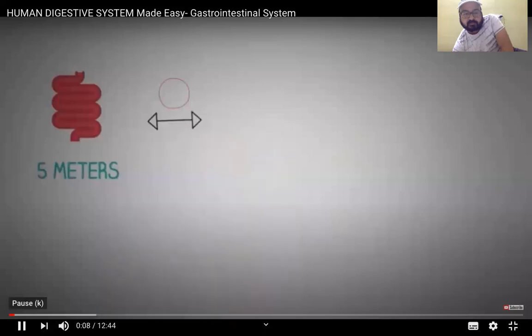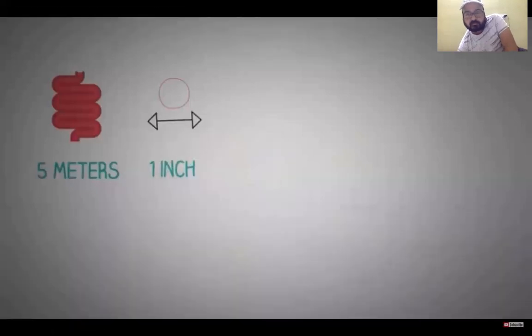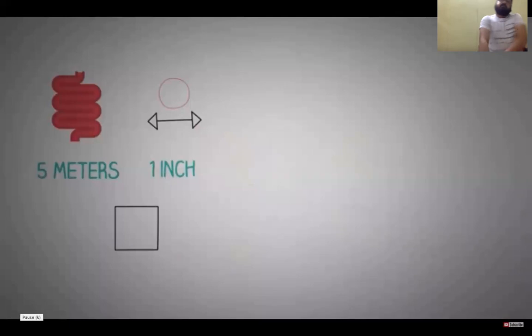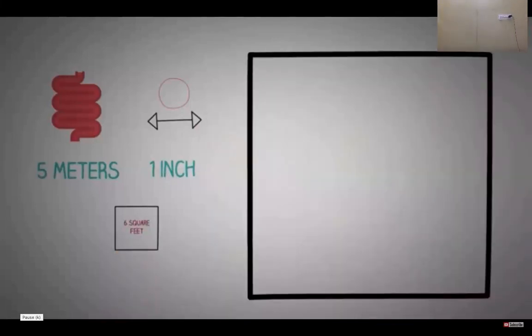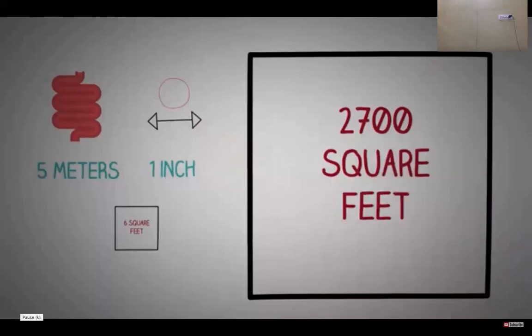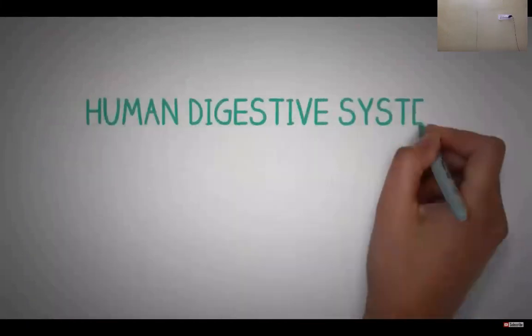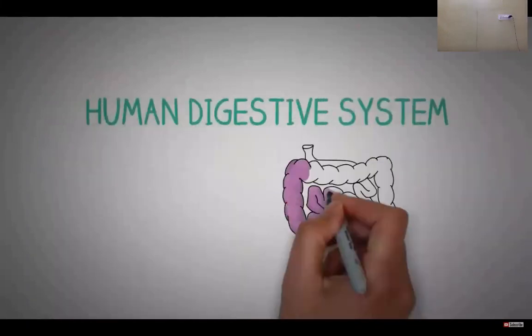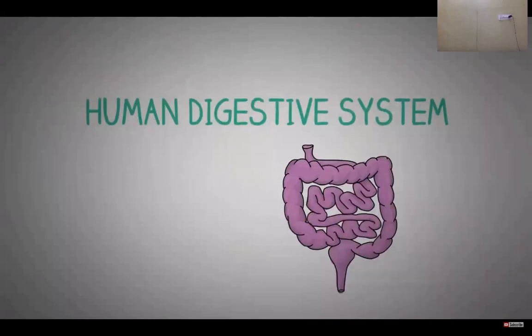And about 1 inch in diameter. Based on these measurements, you would expect the surface area of the small intestine to be about 6 square feet. But it's actually around 2700 square feet, or about the size of a tennis court. In this video, we will discuss the human digestive system. Watch to the end for some more amazing facts like this.